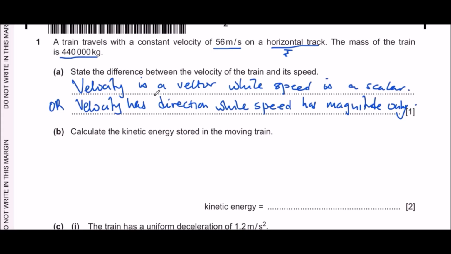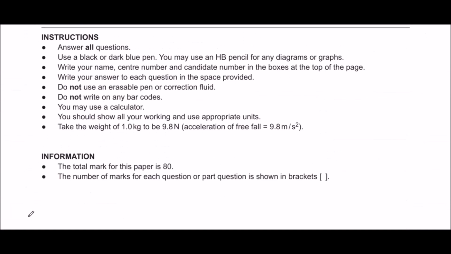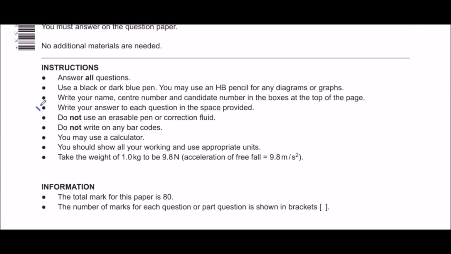Part B of the question says, calculate the kinetic energy stored in the moving train. The first thing I want you to understand is how to use the space provided, because there is a key instruction here which says write your answers in the space provided. You are not supposed to write on barcodes. Do not write on barcodes. Only write on spaces provided. Take note of these two important instructions.